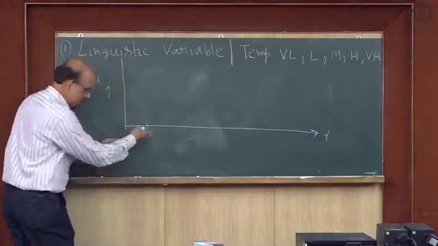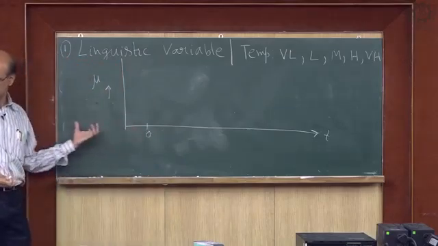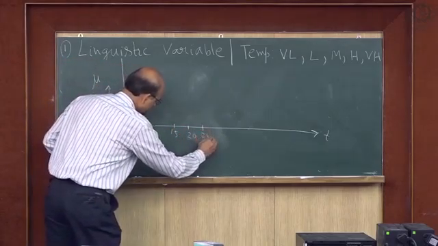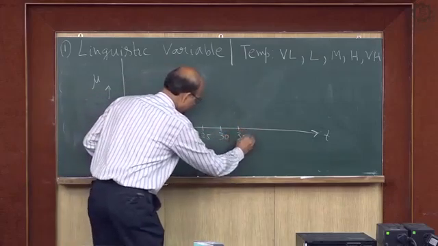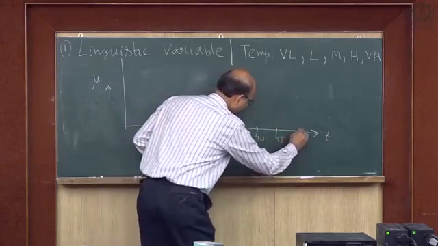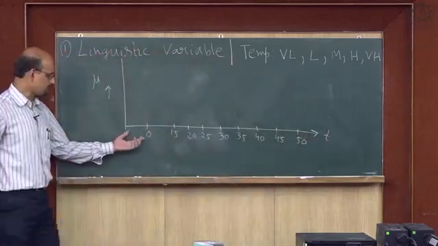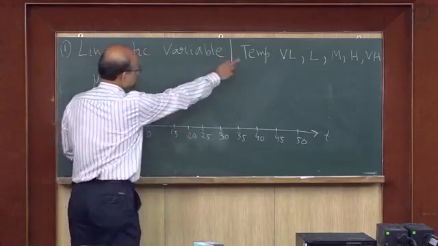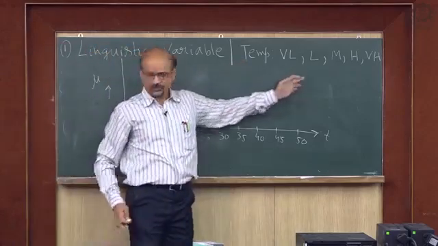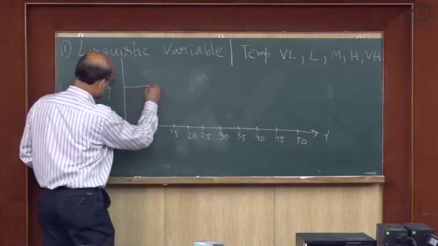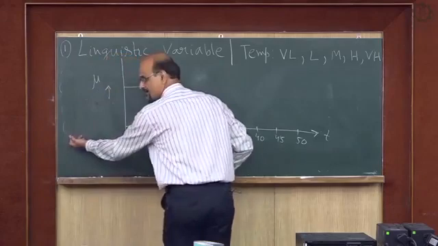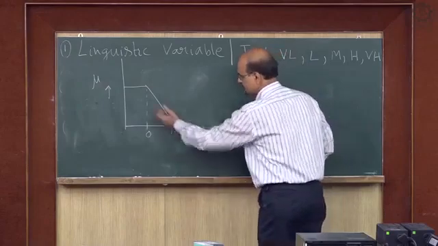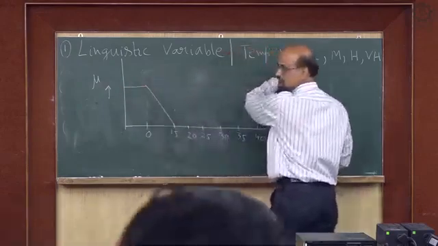Let us start. Suppose this is your 0 and this side is negative. Negative temperatures mean very cold. So, 0, suppose this is 15, 20, 25, 30, 35, 40, 45. Suppose I am taking 0 to 50 as the range of the temperature. Now, first I define very low. Very low can be defined as any temperature up to 15 degrees, suppose I take degree centigrade here. So, up to 15 degree centigrade, this is your very low.